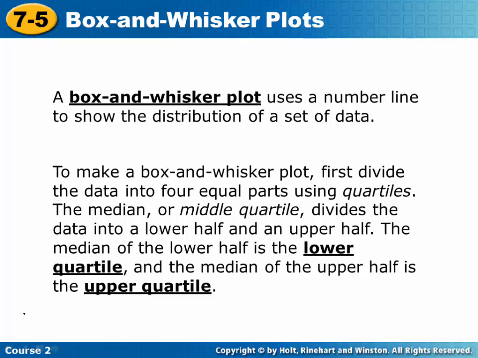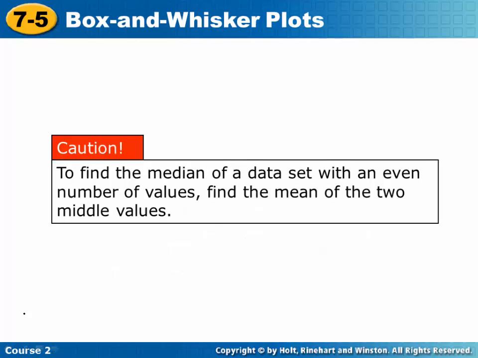Makes perfect sense, doesn't it? Sounds really simple, especially after listening to all that mumbo jumbo. Not really. Yeah, we lost you as soon as I said to make. Okay, and then it's out the window. So what we got to remember is, to find the median of a data set with an even number of values, find the mean of the 2 middle values. And we've already talked about that. If you have an even set, you have to find the middle of those.